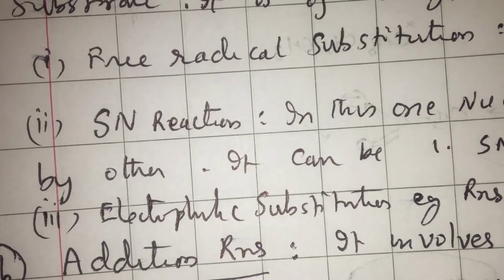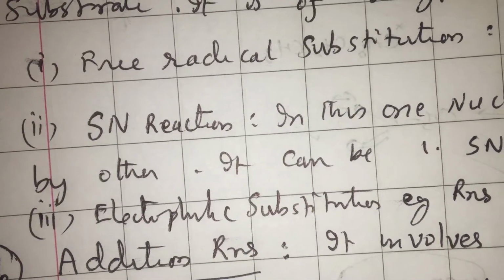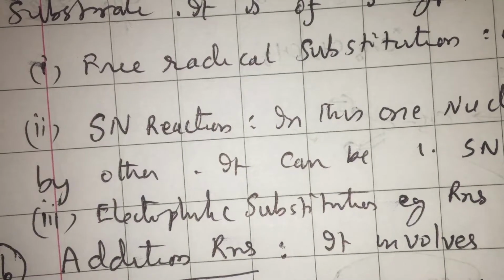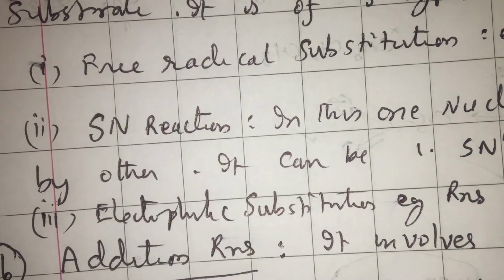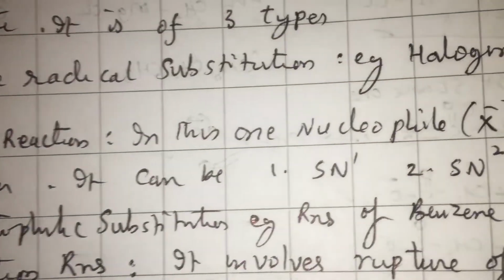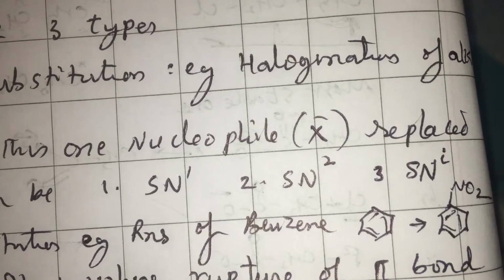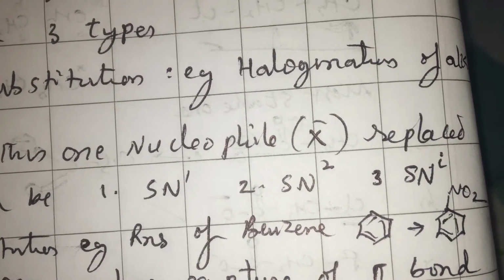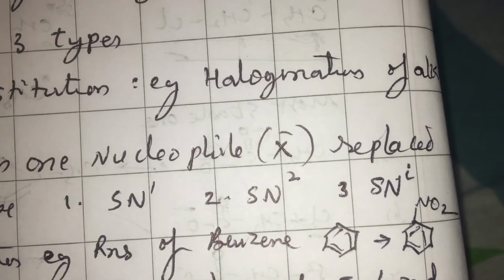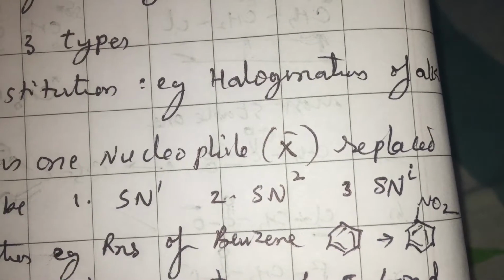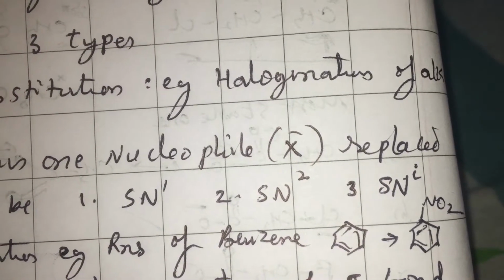Next variety of substitution is electrophilic substitution. Here one electrophile, say H plus, is replaced by another electrophile, say M plus. These are the characteristic reactions of benzene. For example, when benzene reacts with a nitration mixture, nitric acid plus sulfuric acid mixture, H plus is replaced by NO2 plus. There are so many reactions of benzene called Friedel-Crafts reaction, sulfonation, etc.